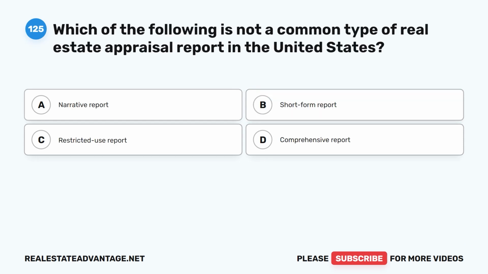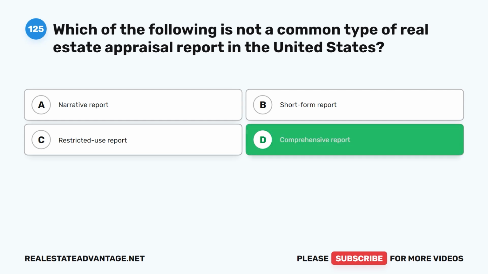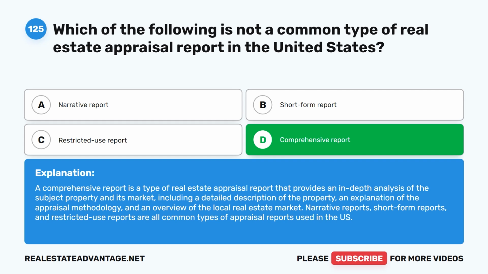Question 125. Which of the following is not a common type of real estate appraisal report in the United States? A. Narrative report. B. Short-form report. C. Restricted use report. D. Comprehensive report. The correct answer is D. Comprehensive report. A comprehensive report is a type of real estate appraisal report that provides an in-depth analysis of the subject property and its market, including a detailed description of the property, an explanation of the appraisal methodology, and an overview of the local real estate market. Narrative reports, short-form reports, and restricted use reports are all common types of appraisal reports used in the U.S.